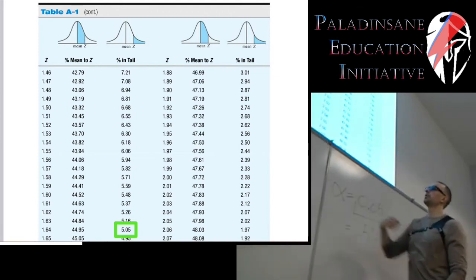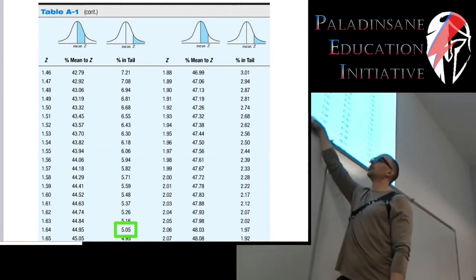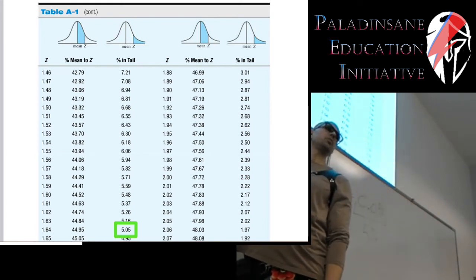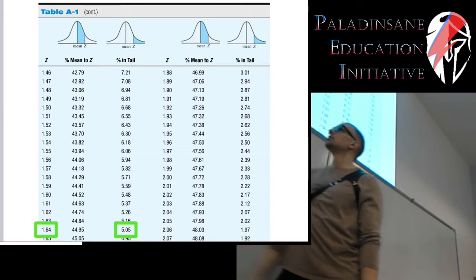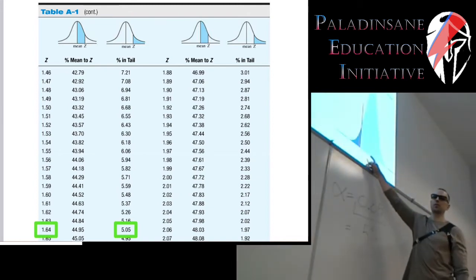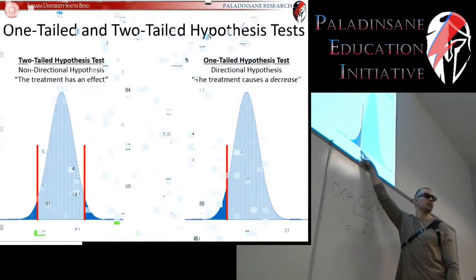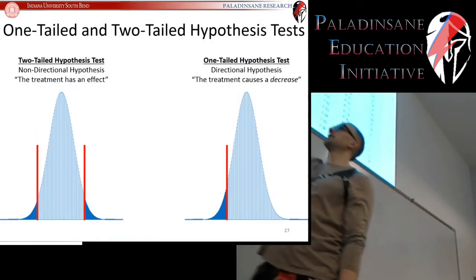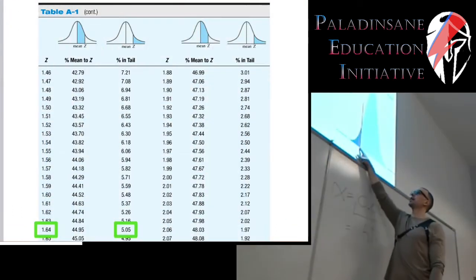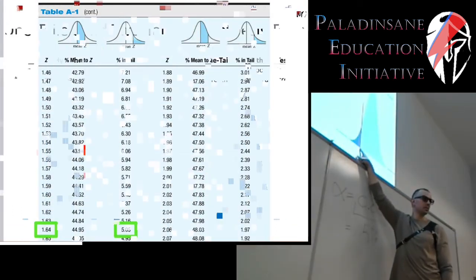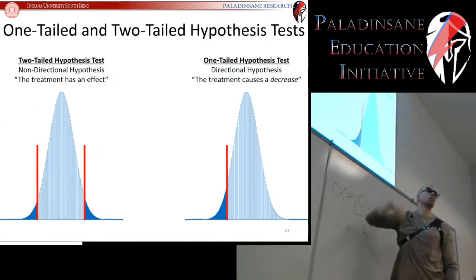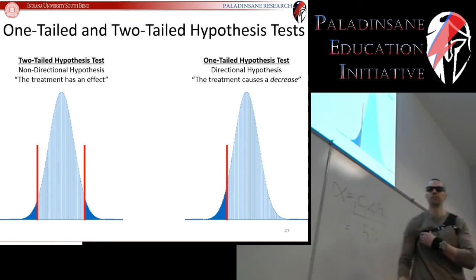So what we do is we put 5% in the tail. When we put 5% in the tail, that's the z-score associated with 5% in the tail. So when you do your cutoff score, that cutoff score right there is minus 1.64. Because a z-score of 1.64 puts 5% in the tail, so that cutoff score right there has to be minus 1.64 because it's on the negative side.